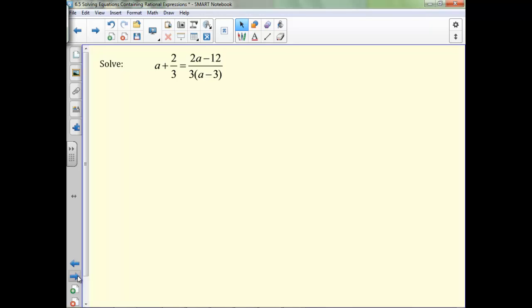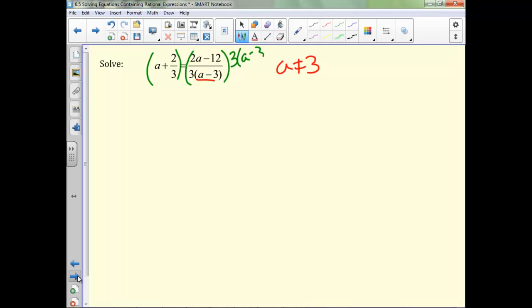Alright, with this one, once again, we can see, because of our denominator here, that a cannot be 3. If we had to pick a common denominator, though, it'd be 3 times a minus 3. So over here on the left, this first one, this is a over 1, so nothing's going to cancel. So it's just a times 3 times a minus 3. However, this 2/3, the 3's will cancel, so we're left with 2 times this a minus 3. On the right, both will cancel.